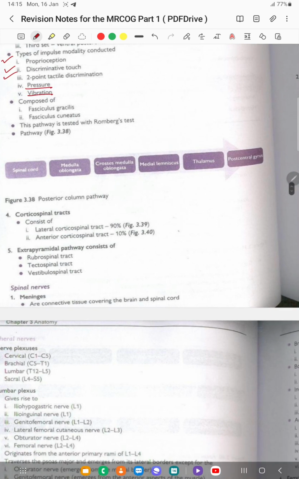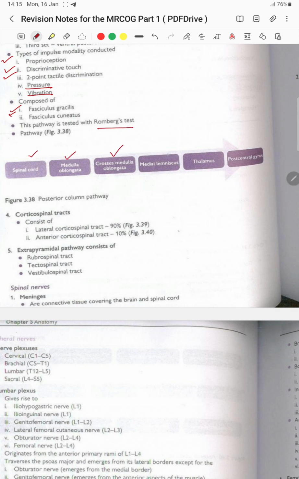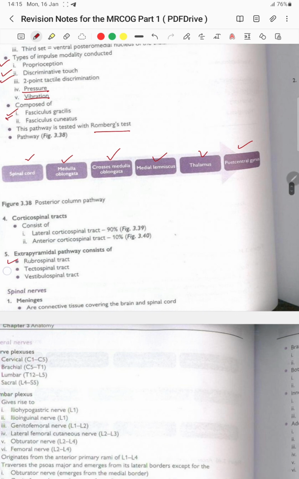It is composed of the fasciculus gracilis and the fasciculus cuneatus. This pathway is tested with the Romberg's test, and the pathway is the spinal cord, then medulla oblongata, crosses medulla oblongata, the medial lemniscus, and the thalamus, and the post-central gyrus. Now the corticospinal tract, it consists of the lateral corticospinal tract, which is 90%, and anterior corticospinal tract, which is 10%. Extrapyramidal pathway consists of the rubrospinal tract, the tectospinal tract, and the vestibulospinal tract.